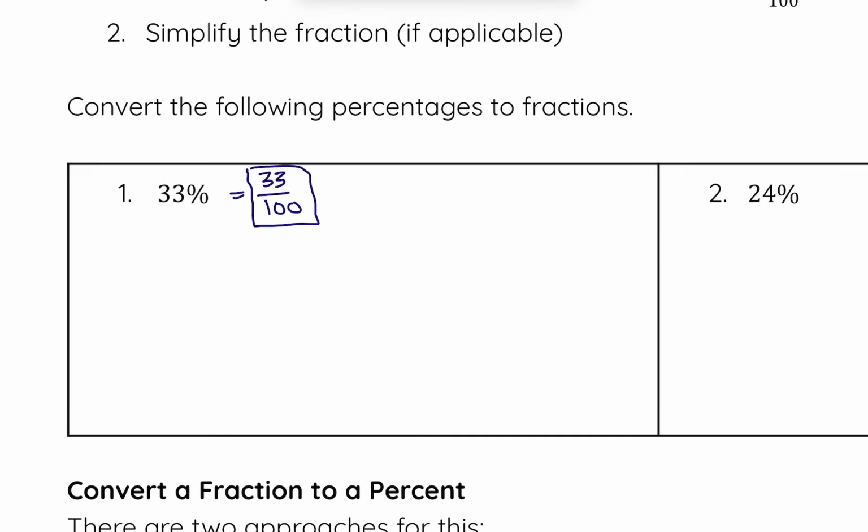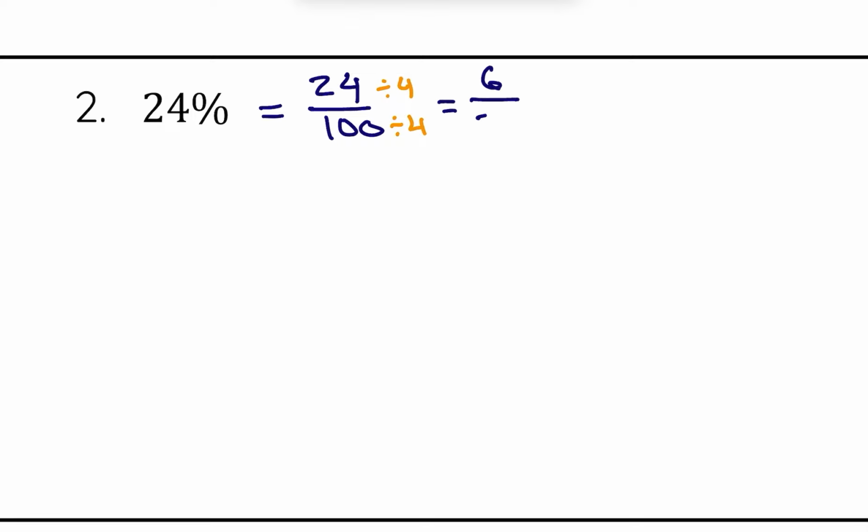Let's look at one more example. So if we have 24%, we can write that as the fraction 24 over 100. Again, we're looking for a greatest common factor between 24 and 100. In this case, we actually do have a common factor, and the greatest common factor between 24 and 100 is going to be 4. So 24 divided by 4 is equal to 6, and 100 divided by 4 is equal to 25. So this means that 24% is equivalent to the fraction 6/25.